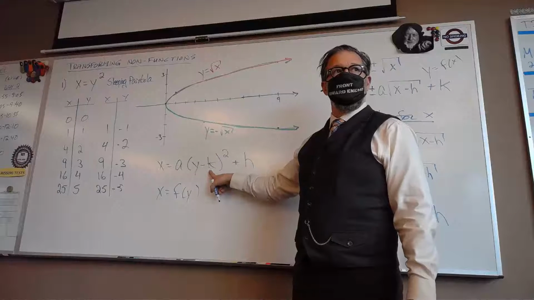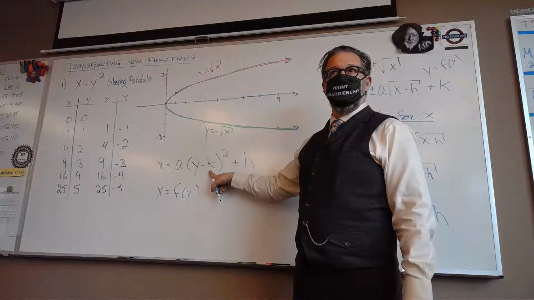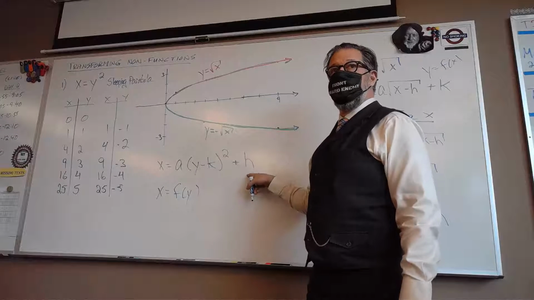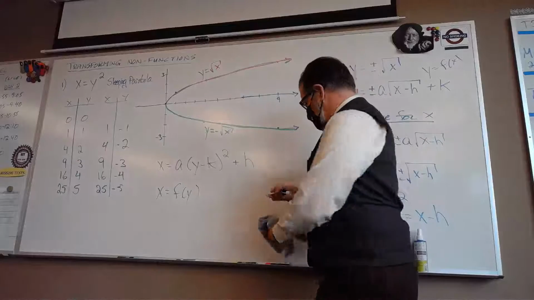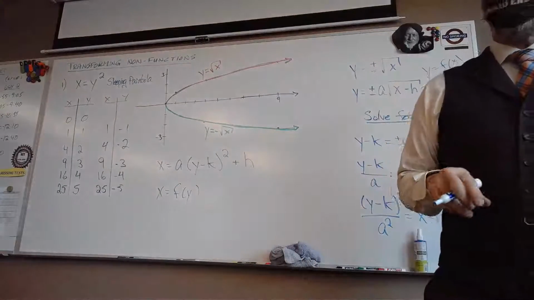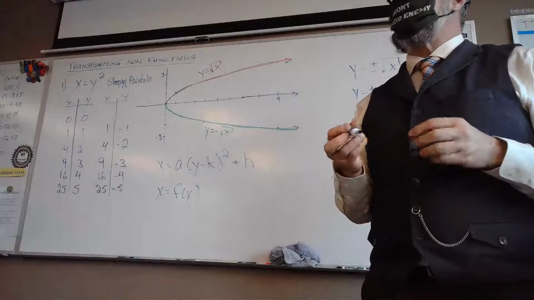My vertical shift is in there with the y. My horizontal shift is out here. So we have to just in our head say, oh, look, when I switch the x and the y around, all the different stuff switches around.